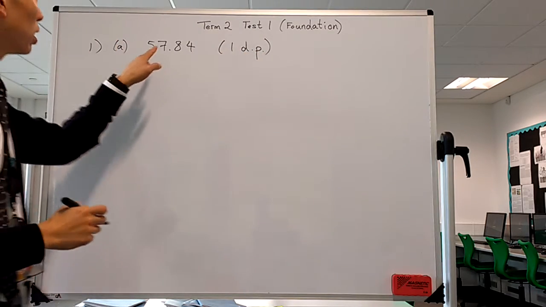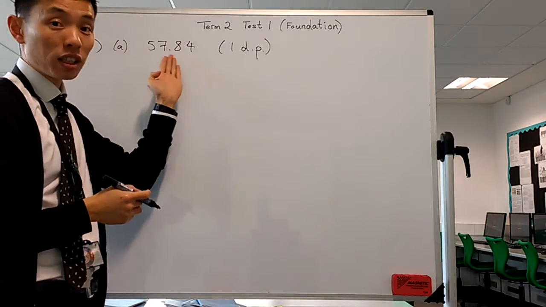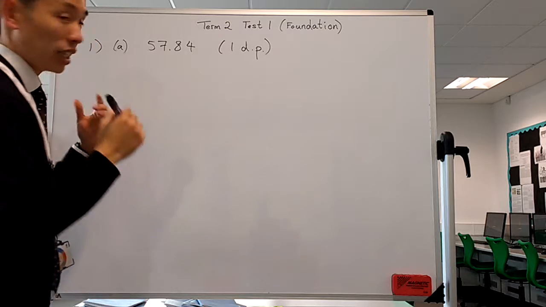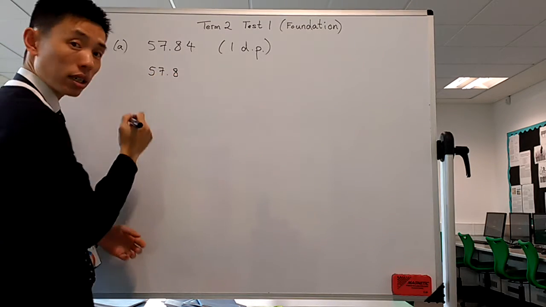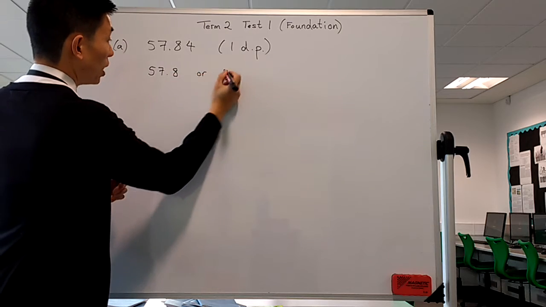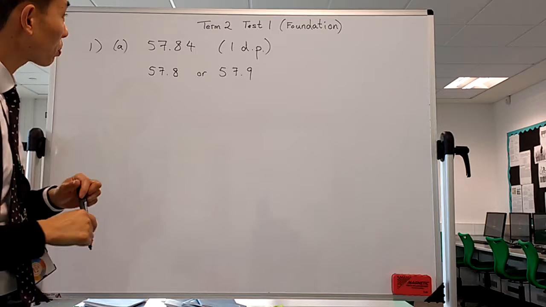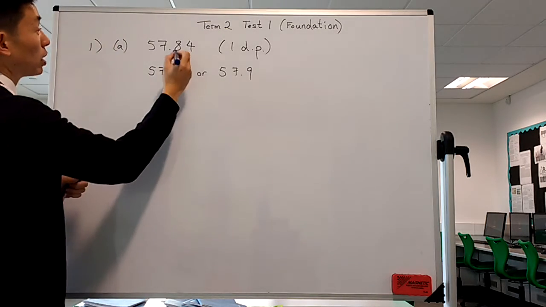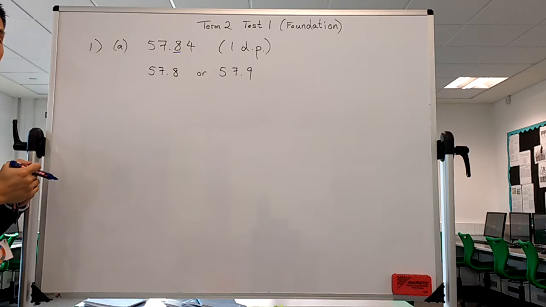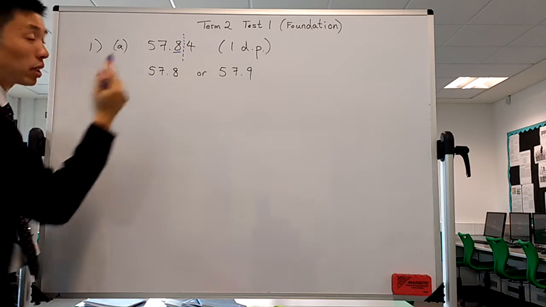This means we want the answer to keep the 1 digit after the decimal. So it's either 57.8 or possibly 57.9. But which one? To do this, you need to find your 1 decimal place first, which is there. Draw a line. Okay, this is a technique.